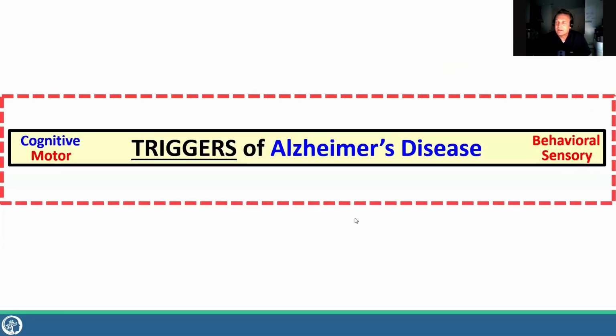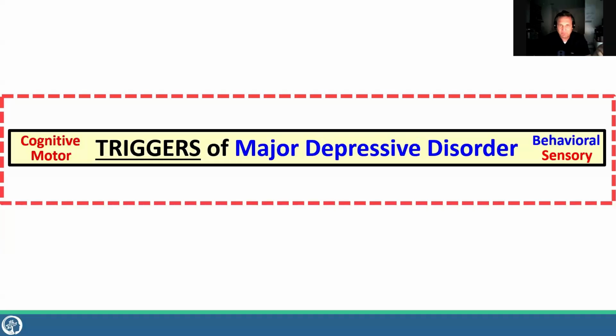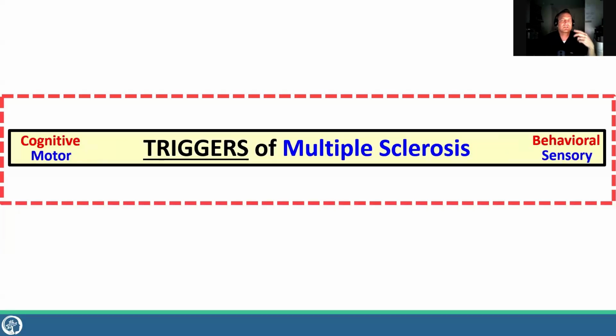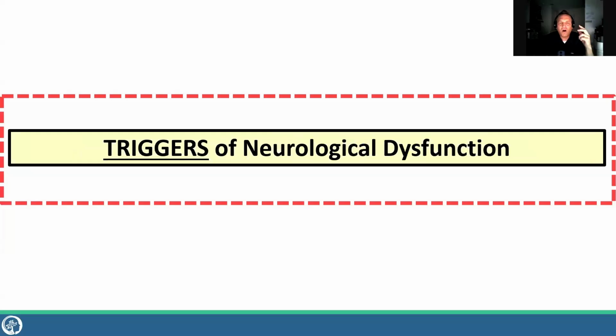So let's keep moving through this. Now you'll know that I view triggers of Alzheimer's disease or Parkinson's disease or major depressive disorder or multiple sclerosis or ringing in the ears, which would be tinnitus, or brain fog or memory loss or ADHD. All of these are forms of neurological dysfunction, and inflammation plays a role. So I go back to the beginning of my presentation and I ask you, how do you know if your brain is inflamed? And the response is because you have some form of a neurological disorder or some form of neurodysfunction.